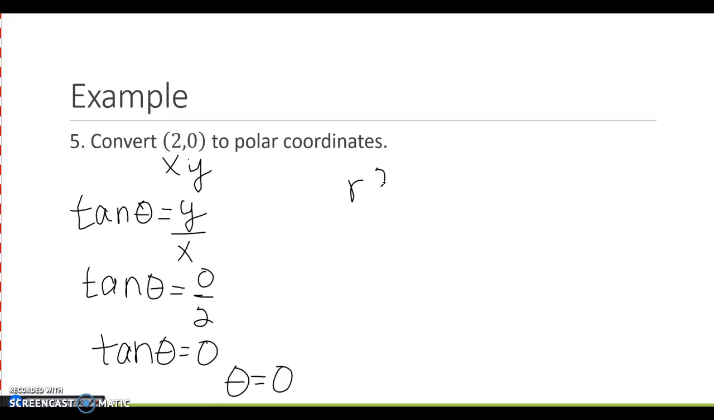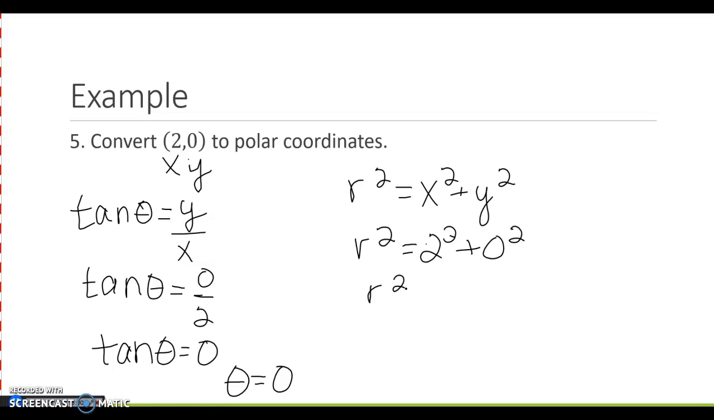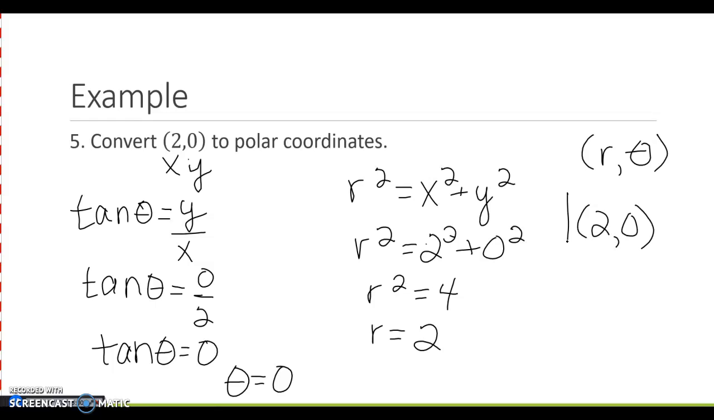Now we have r squared equals x squared plus y squared. So r squared equals 2 squared plus 0 squared. So r squared equals 4, and I take the square root, r is 2, and we just want the positive. So keep in mind when we write a polar coordinate, it's r, theta. So my point is 2, 0.